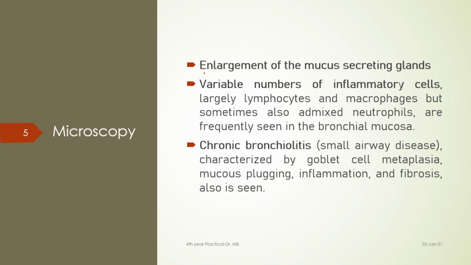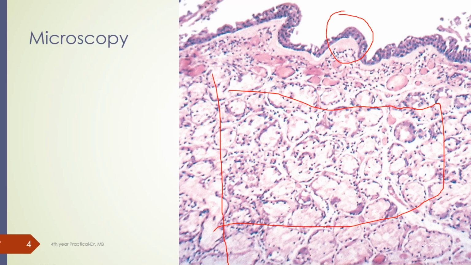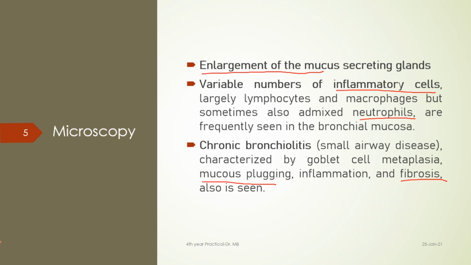We saw in the previous photomicrograph enlargement of the mucus secreting glands. There may be variable numbers of inflammatory cells, mostly lymphocytes, as it's a chronic process, but acute insults may lead to accumulation of neutrophils as well. Okay, and as we noticed in the gross, there may be mucus on the surface, so mucus plugging may be seen, and then as again it's a chronic process, areas of fibrosis may also be noted. So these are the main morphological features, these are the details.